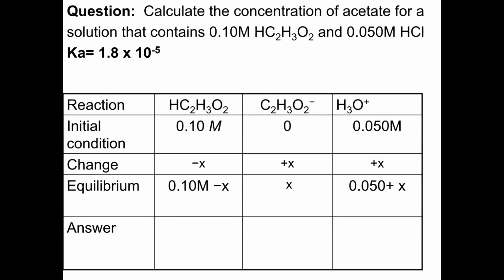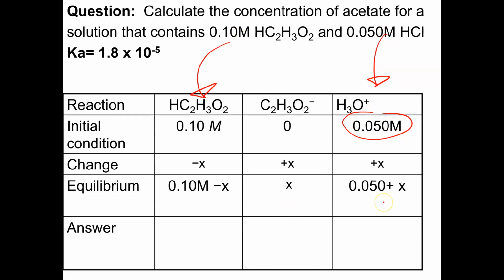All right, calculate the concentration of acetate for a solution that contains 0.1 molar acetic acid and 0.05 molar HCl. Okay, so once again, we have two concentrations. So it's a common ion question. We have K, so it's going to be either type 2 or 4. Now, as far as the math's concerned, HCl is basically hydronium. So that's where you plug it in. And this goes over here.